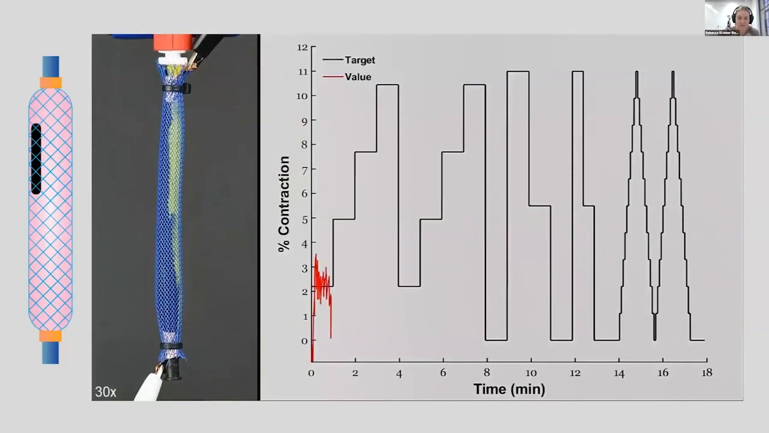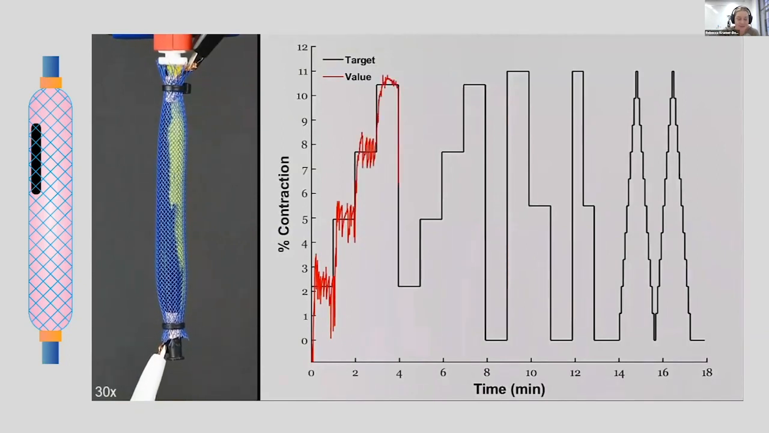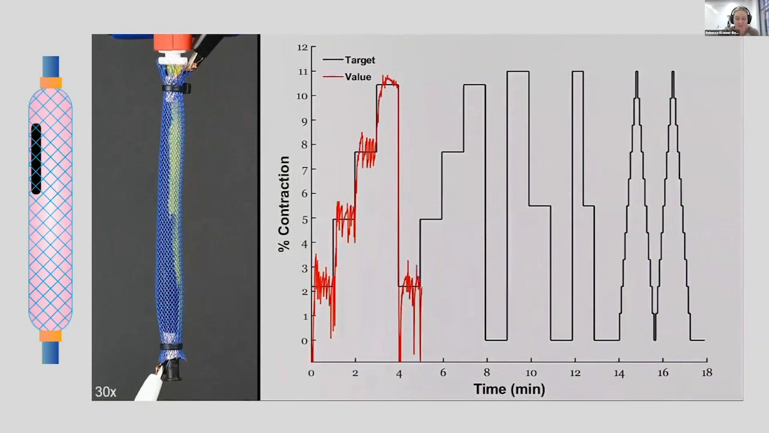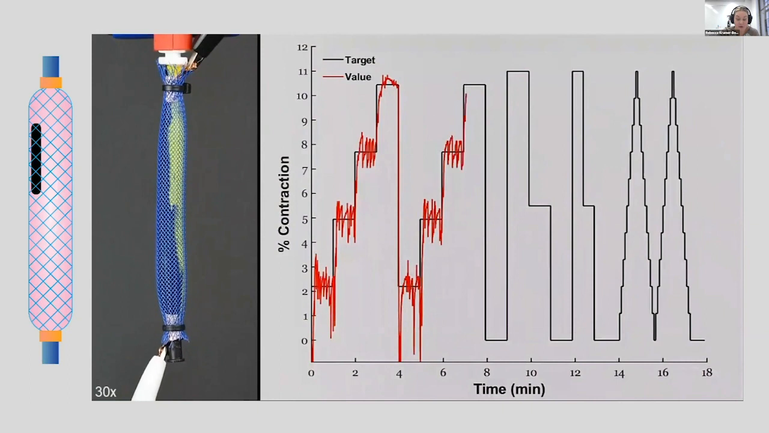So this allows us to do some interesting things. For example, here we painted our Pickering emulsion ink directly onto the latex balloon inside a McKibben actuator, and we used the resulting sensor for closed loop control of the actuator. Since the sensor is now part of the actuator, we refer to this as a self-sensing McKibben actuator.